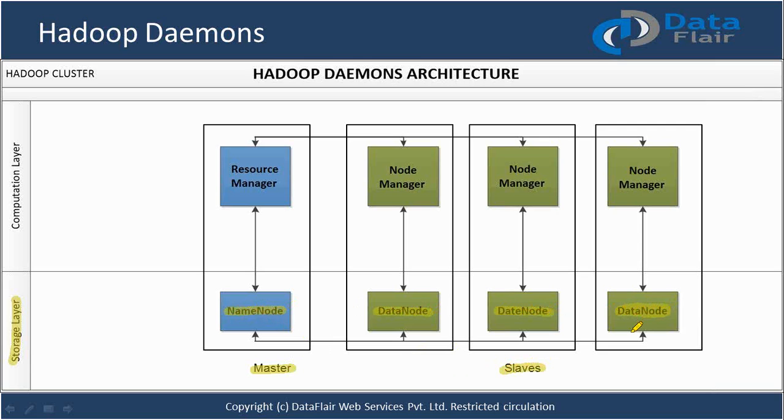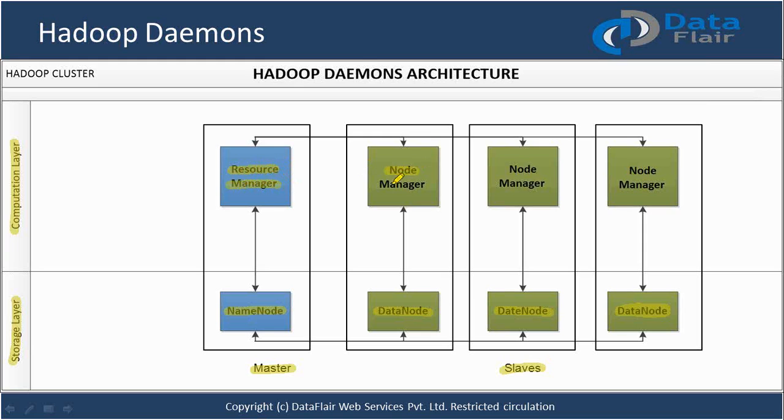Later we'll see some other supporting daemons also, but quite late. These are the main daemons. Now, the upper layer is also called the computation layer or processing layer. In the processing layer, we have a daemon called resource manager. The resource manager daemon runs on the master node, for the computation.